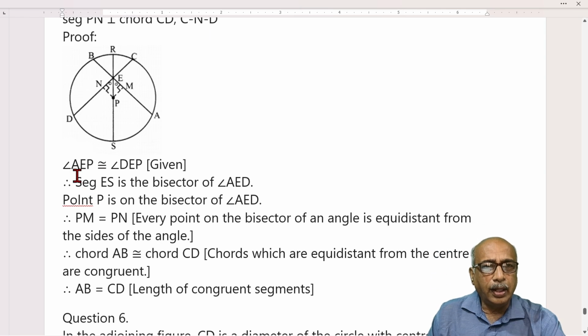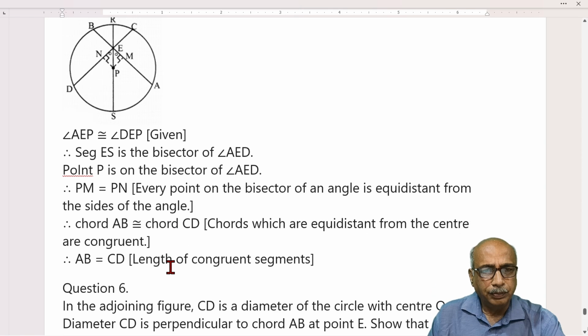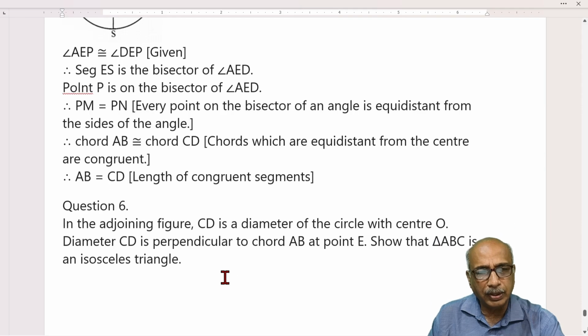Here angle AEP is congruent to angle DEP, given. Segment ES is the bisector of angle AED. So these two angles are congruent. Segment PM equals PN, because every point on the bisector of an angle is equidistant from the sides of the angle. Therefore, chord AB is congruent to CD, since chords equidistant from the center are congruent. Therefore, AB equals CD, lengths of congruent segments.